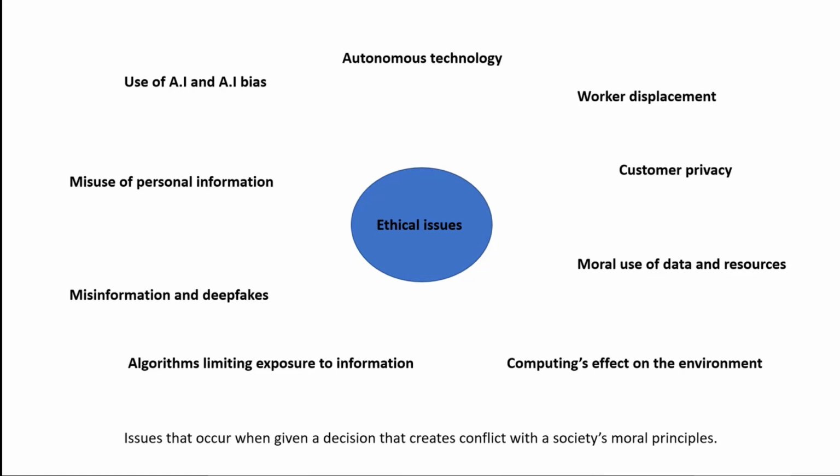And then you also have the ethical issues. So these are issues that occur when a given decision creates conflict with society's moral principles. So we have autonomous technology. Is it ethical to replace humans with robots? Yes, they're cheaper, and no, the workers will be made redundant, and they don't have jobs. That's the same for worker displacement as a result of using autonomous technology.